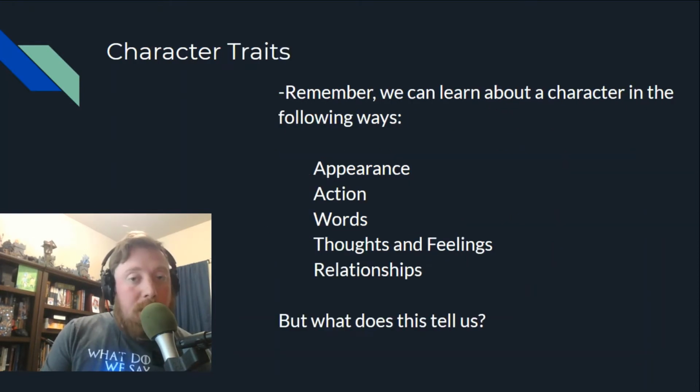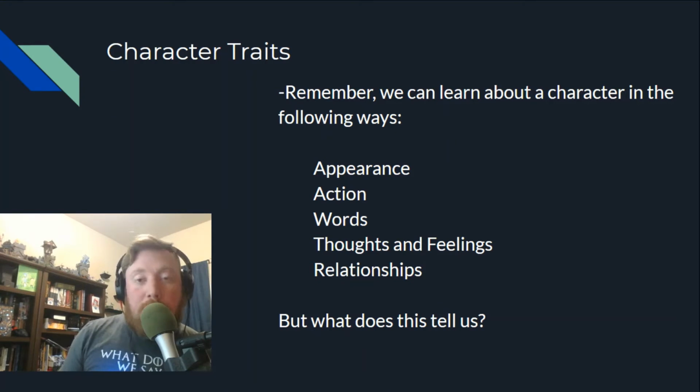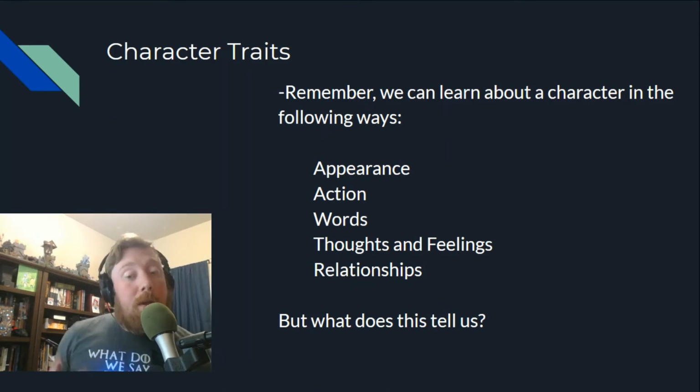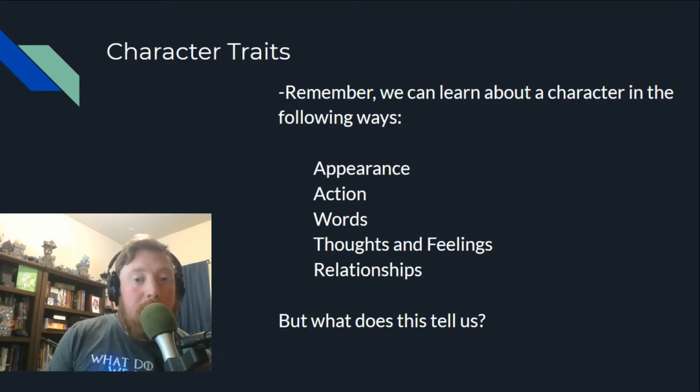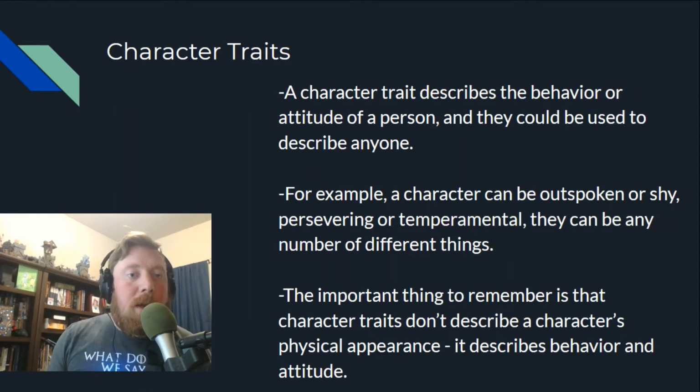So, first off, let's review really quickly and remember that we can always learn about a character in the following ways: through direct characterization and indirect characterization. Now, direct characterization, remember, doesn't require any sleuthing or detective work. Indirect characterization, you have to pick apart a little bit more, right? You have to look at the appearance and the actions and the words, thoughts, and feelings and relationships of a character. But what does it tell us? The answer is character traits.